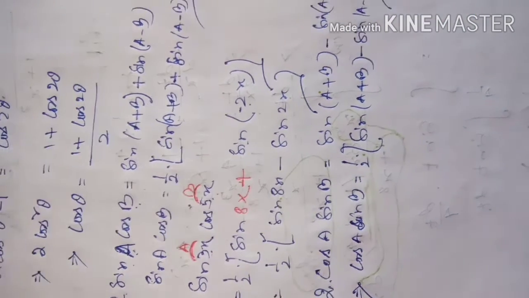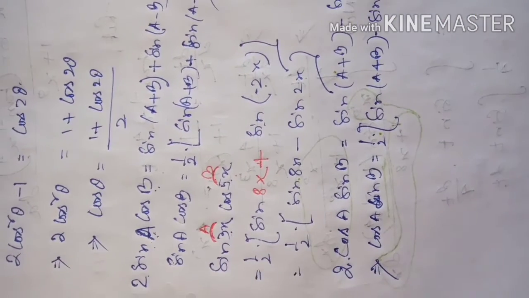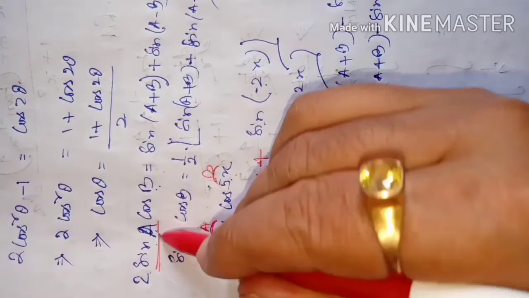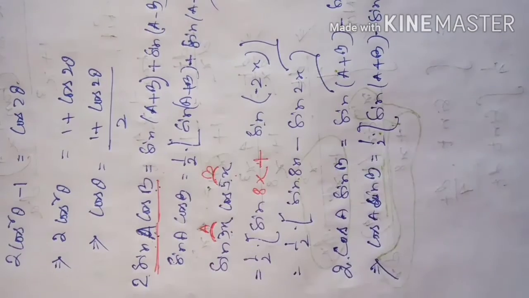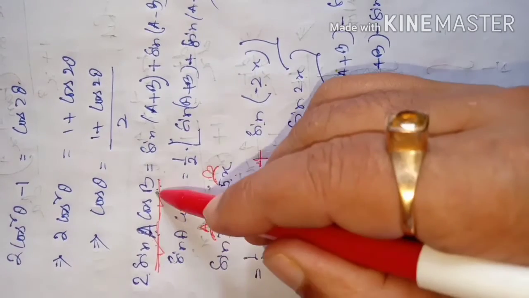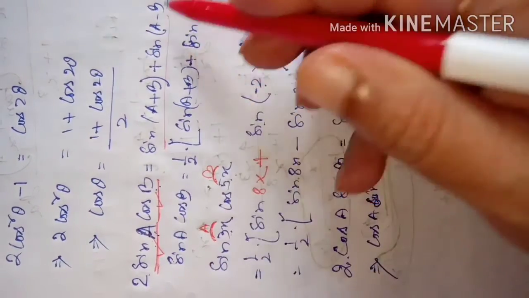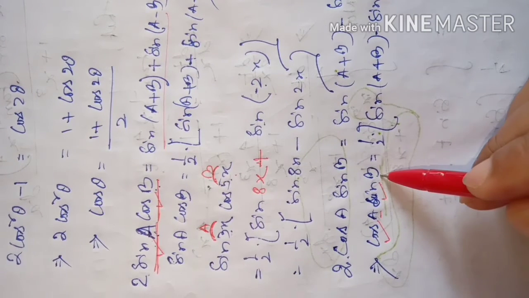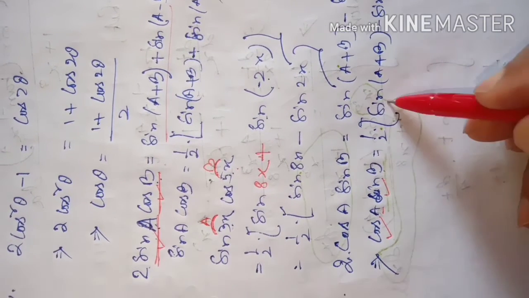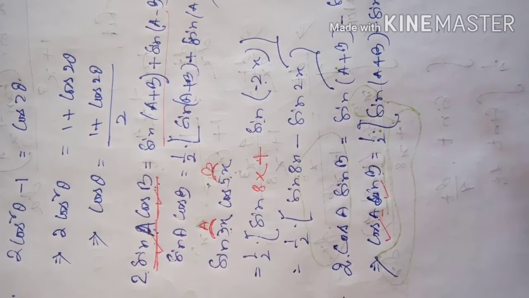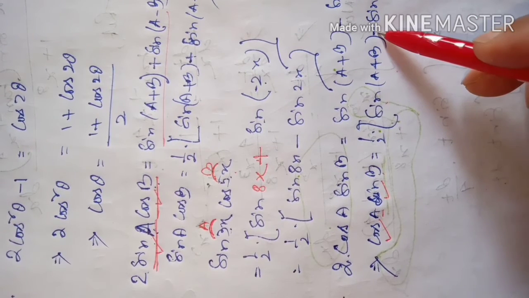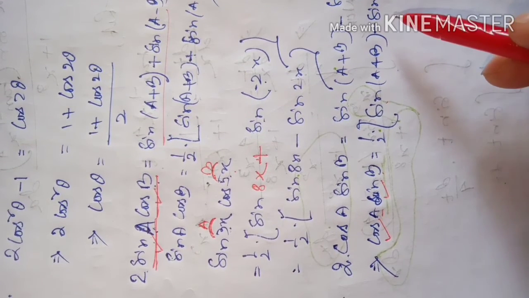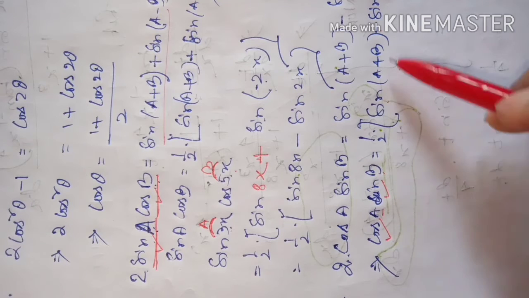So whenever a problem is given, dear students, you always need to observe what the expressions are. If sine and cos, then this will do. If cos A and sine B, then this will do. Cos A sine B, then this will do, meaning here there will be a minus sign. Got the idea? So to have cos A sine B, you can use this one.